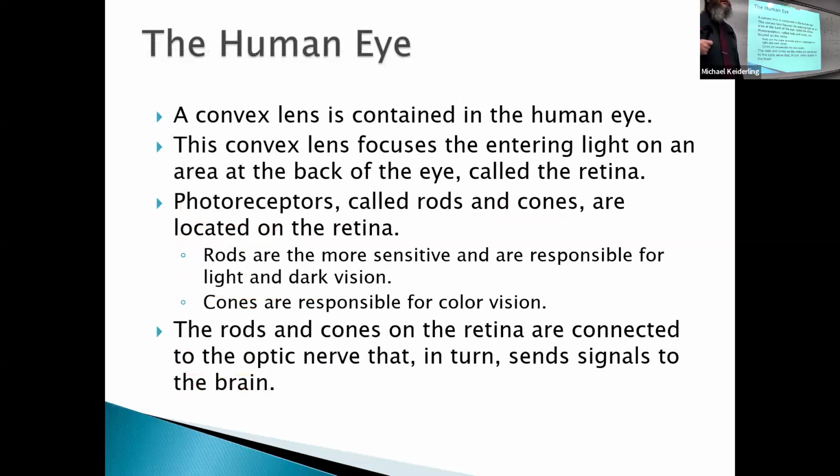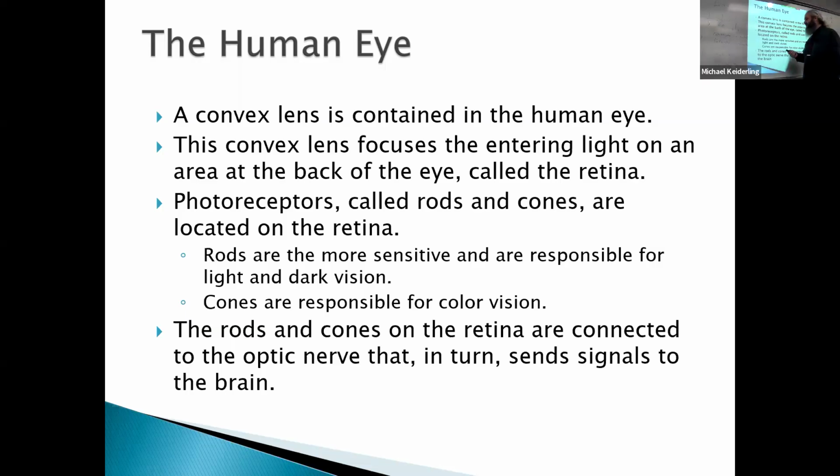Now, the human eye contains a convex lens. So you use a converging convex lens to see every day. This convex lens focuses the entering light on an area on the back of your eye called the retina. Photoreceptors called rods and cones are located on the retina. Rods are more sensitive and are responsible for light and dark vision. Cones are responsible for color vision. You have 3 different types of cones. That's why there are 3 primary colors.